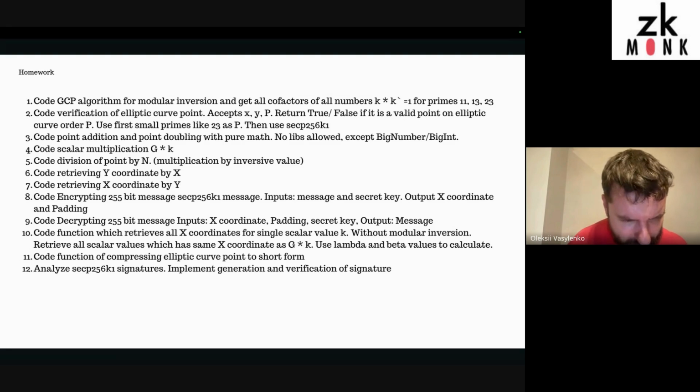Code a function for elliptic curve compression. So for instance, as I said, this y value might be even or odd, and you need to compress it into a single line of x with a prefix, and maybe decompression.